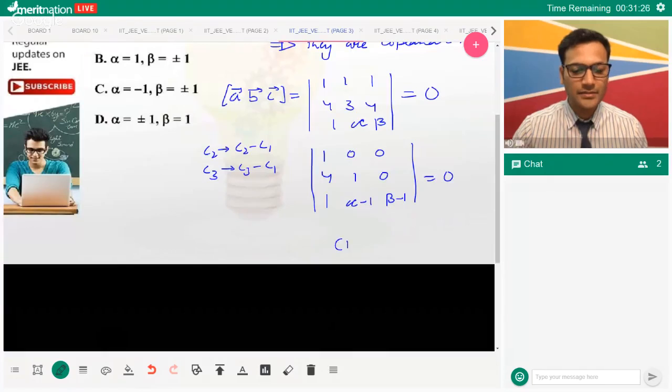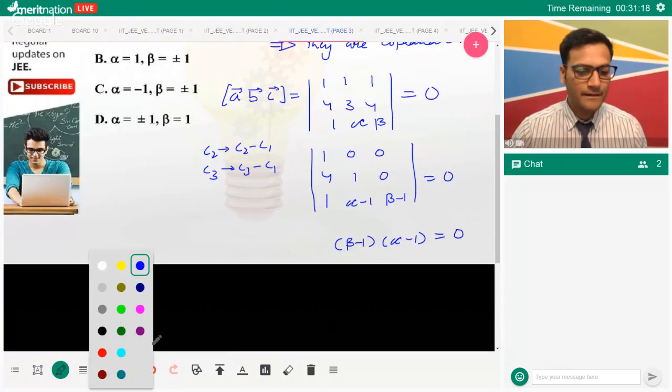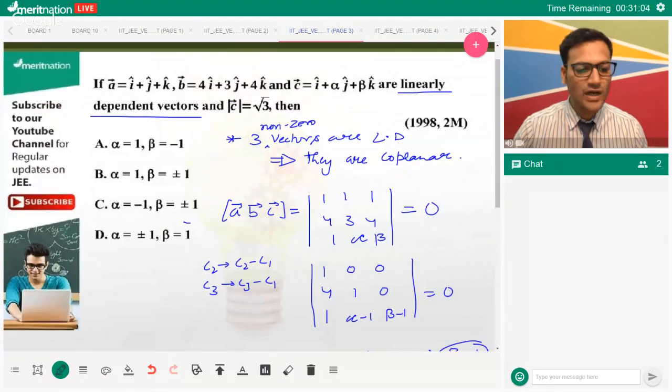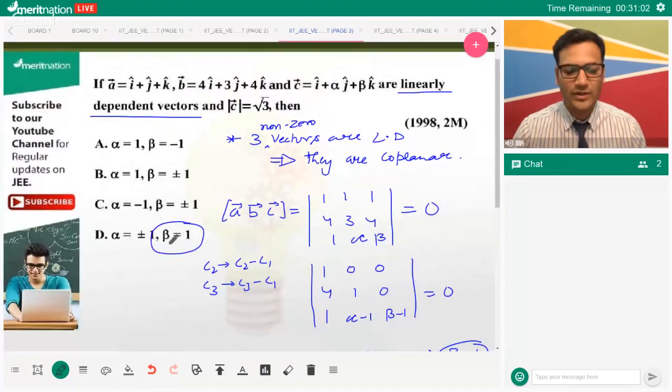And then this turns out to be beta minus 1 times alpha minus 1 times 1 is equal to 0. So this is 0, this is 0. I'm so sorry. So this just gives us beta minus 1 is equal to 0, which implies beta is equal to 1. Now, if I check out the options, there is just one option that contains beta is equal to 1. So you can directly mark it as the answer.